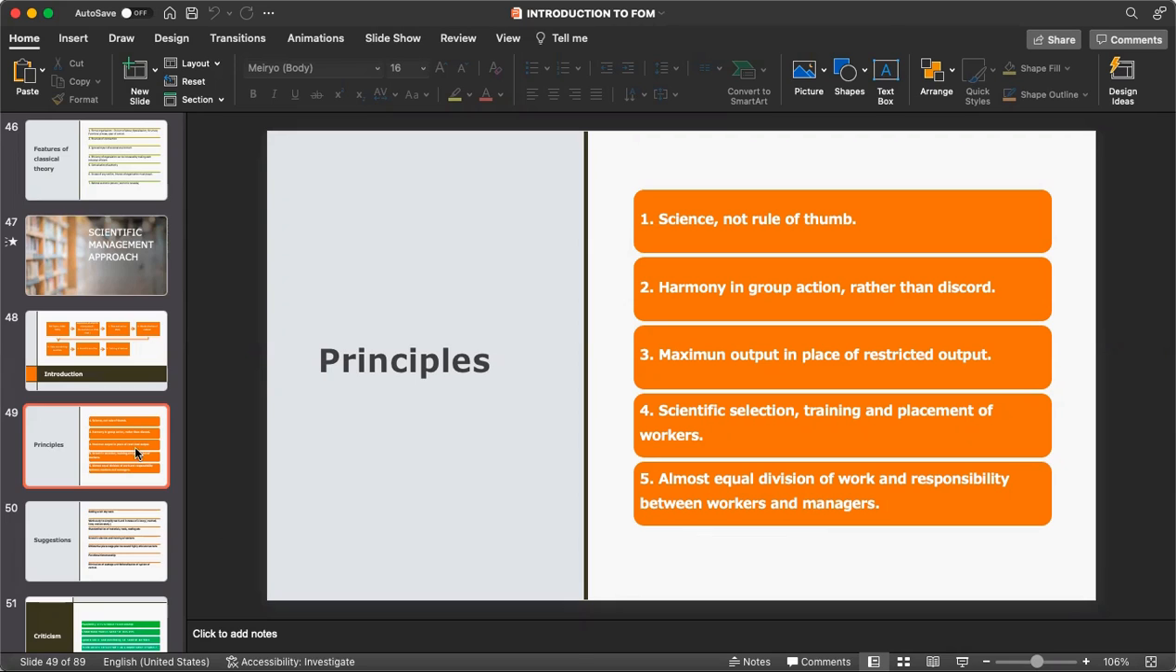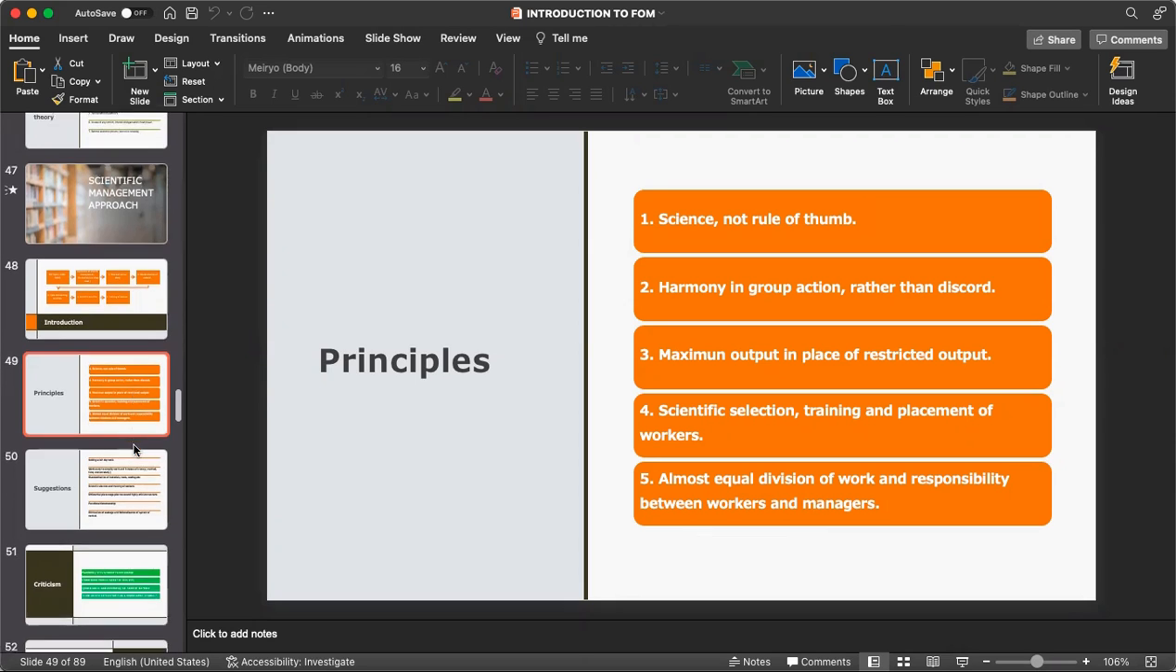That is basically the basic principles of scientific management. Clear, guys? It's very simple, I think.